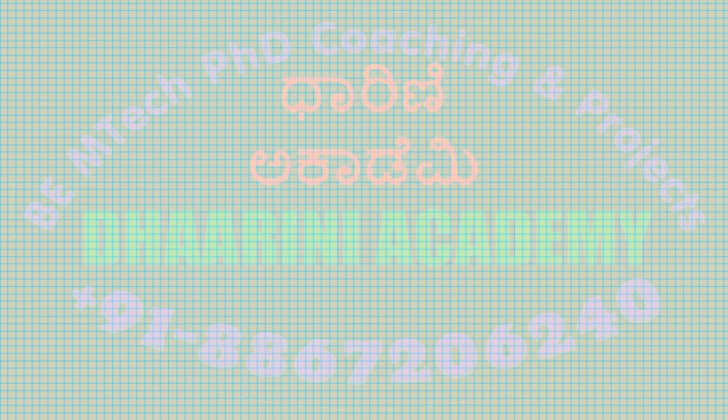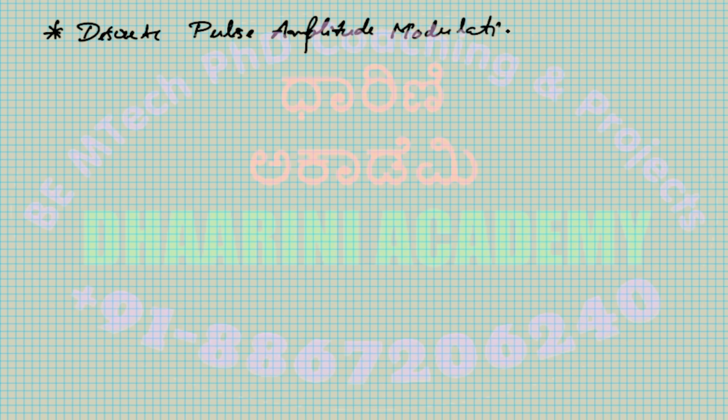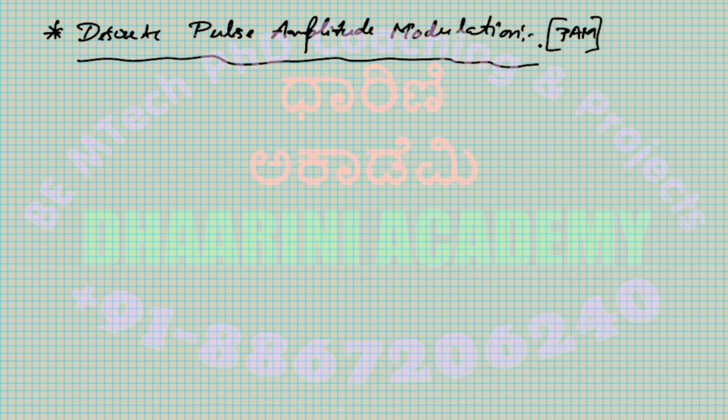Okay, so we'll restrict our discussion to the time domain for the time being, right? What are the various types of pulses you use? It is coming under a specific type called discrete pulse amplitude modulation, discrete PAM. So pulse amplitude modulation, in short, is called PAM.